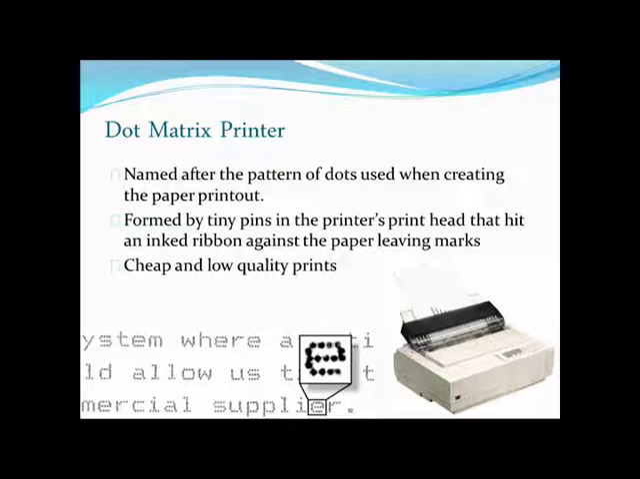Since the pins actually hit the paper, several carbon copies can be printed in one go. An example of this is airline tickets, which have several duplicate pages, all printed in one go. The print mechanism is very cheap and the inked ribbons last for a long time. So, where cheap, low-quality printouts are required, dot matrix printers are used. An example is a shop receipt.